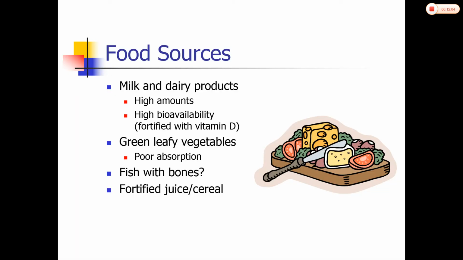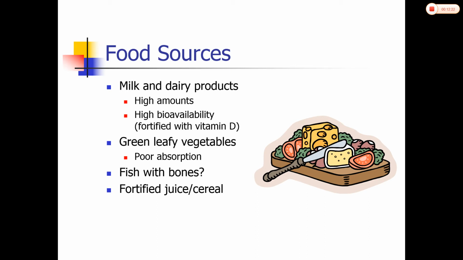As for food sources, good sources could be green leafy vegetables, but again, like I mentioned before, there are certain elements like oxalates which can complex with the calcium and make calcium oxalates.